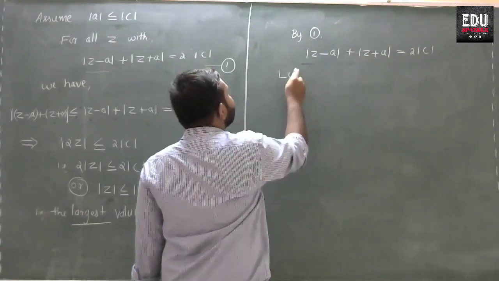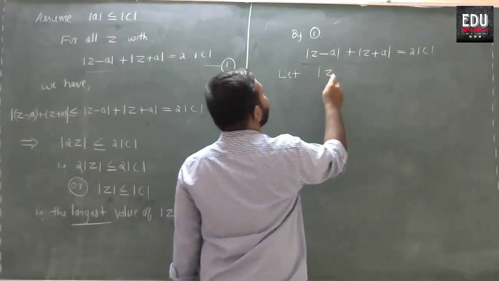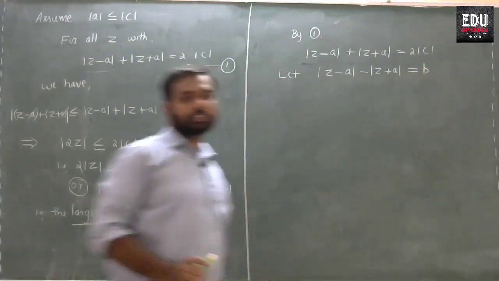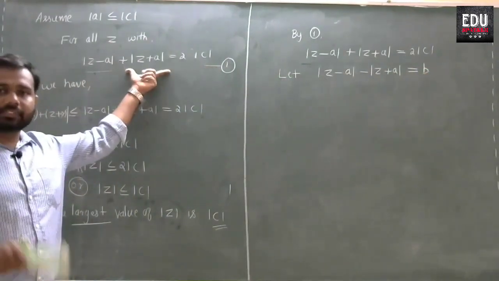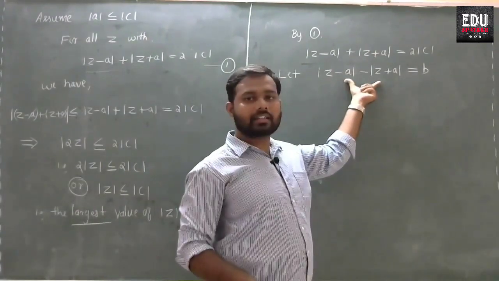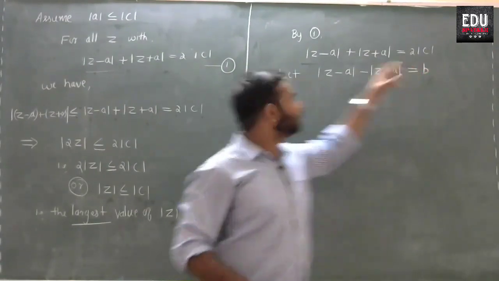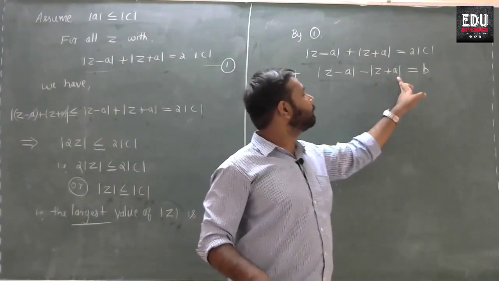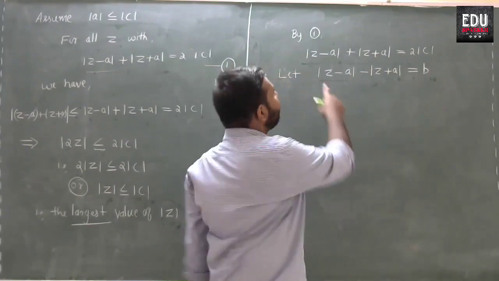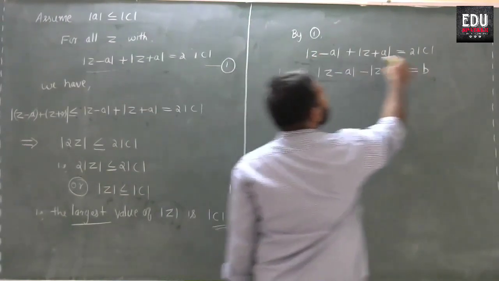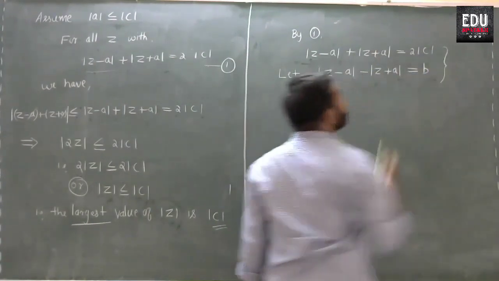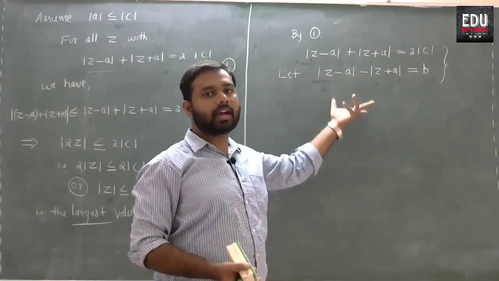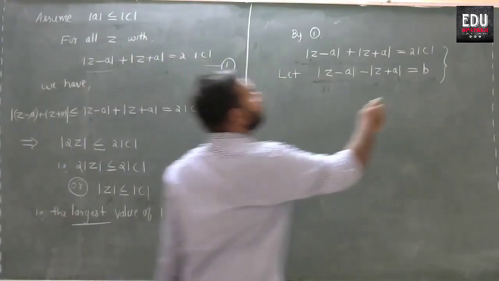So what I'll do is, I'll consider one more equation of the same type. Let |z − a| − |z + a| be some b. That means for all z satisfying this equation, calculate this difference and take it as b. So |z − a| − |z + a| = b. If I consider this equation only for those z values satisfying equation 1, then this will be a system of linear equations having a common solution. So I'll call this equation 2.